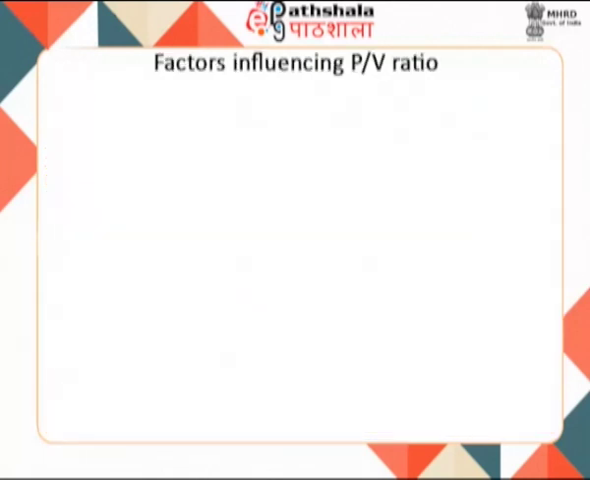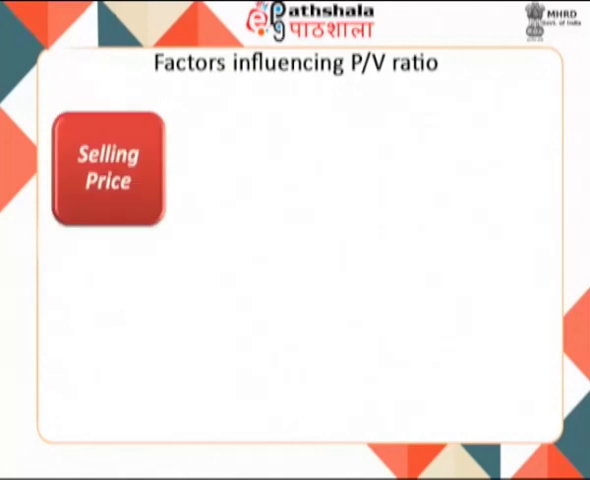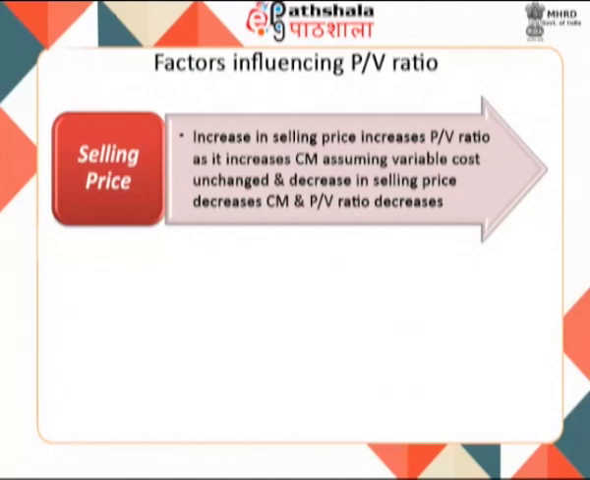Factors influencing PV ratio. Number 1. Selling price. It directly influences the PV ratio. An increase in the selling price directly increases the PV ratio as it increases the contribution margin, assuming per unit variable cost to remain unchanged. Similarly, a decrease in selling price decreases the contribution margin and thus the PV ratio decreases.